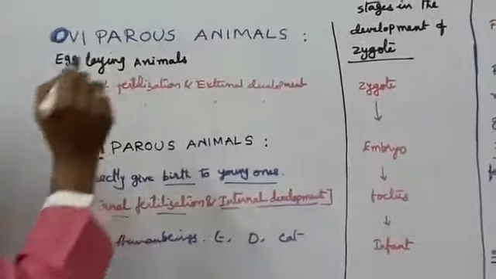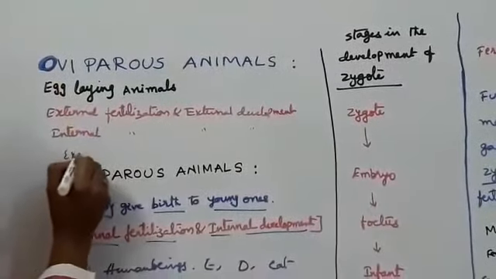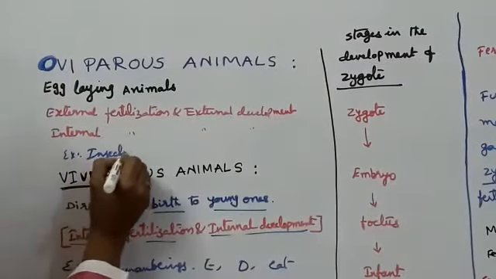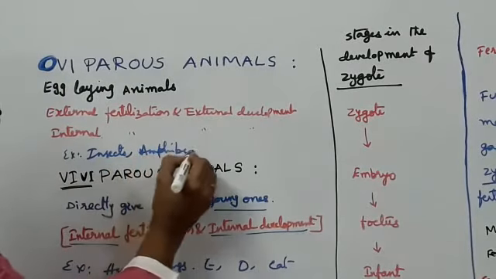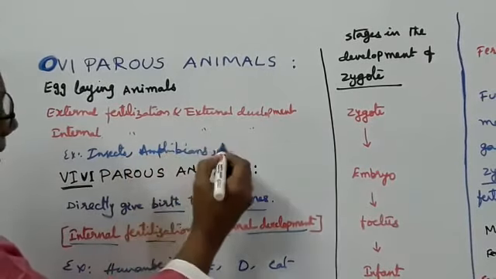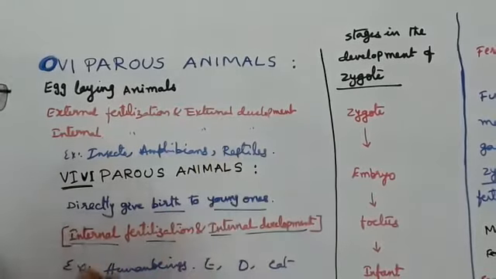Here, oviparous animals. Previously I mentioned, what? Example: insects, amphibians. Next, reptiles. All these, right?